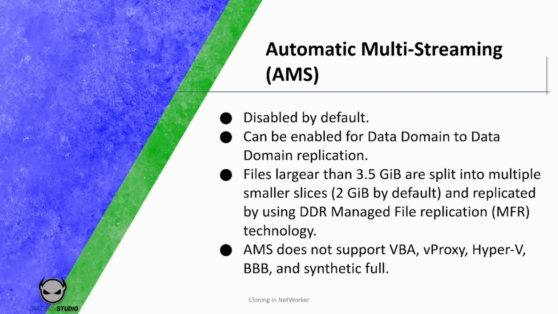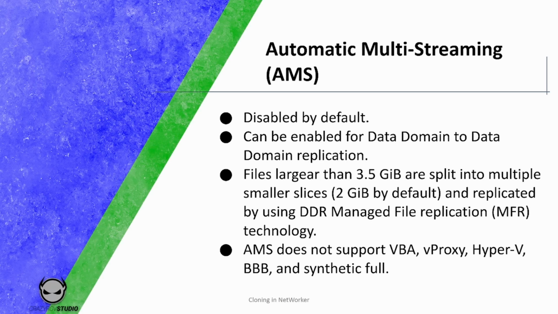It can be enabled only for Data Domain to Data Domain replication, which means that if you want to use automatic multi-streaming during cloning, you cannot apply it to a cloning operation for a different backend device, only for a Data Domain. AMS applies only to files larger than 3.5 gigs. It will split them into multiple pieces of 2GB and replicate them using DDR managed file replication technology. The most important thing to keep in mind is that AMS does not support VBA, vProxy, Hyper-V, block-based backup, and synthetic full backups to be cloned. The only exception is Microsoft NMM Exchange module save sets, where, even though they use block-based backup and synthetic full, AMS will still support them.